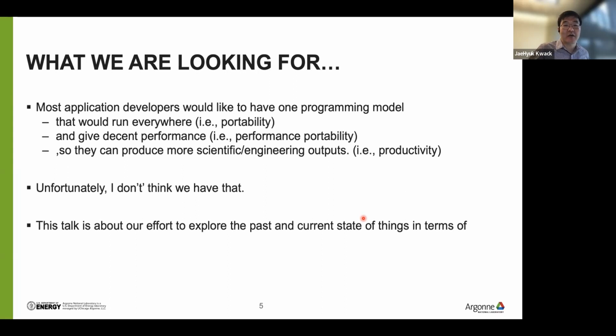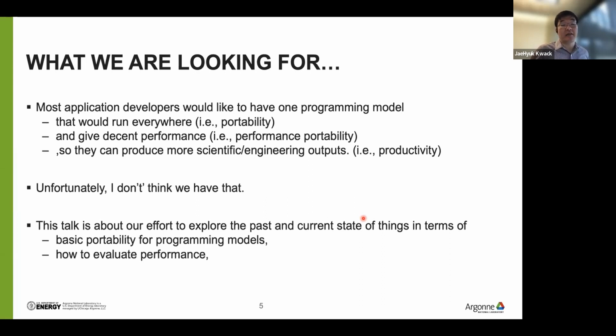So this talk is about our effort to explore the past and the current state of things in terms of basic portability for the programming models, how to evaluate performance across different architectures, and how to approach understanding the performance portability.